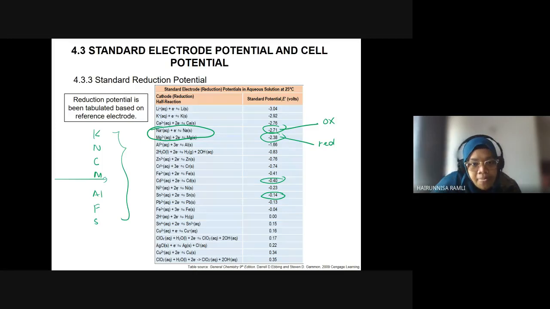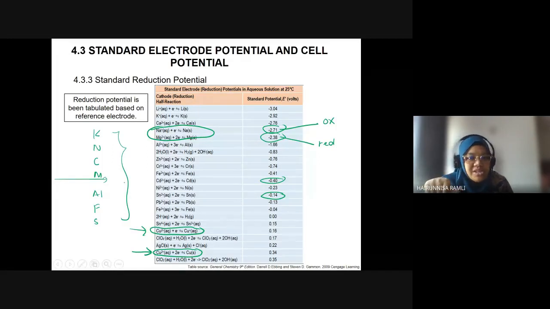Kalau ni even saya boleh tunjuk kat sini. Nampak tak? Even Cu2 plus kepada Cu plus ada, Cu2 plus kepada Cu pun ada. Kita common kita adalah Cu2 plus kepada Cu, tapi kita ada juga case Cu2 plus kepada Cu plus. So that's why table ni biasanya very details. Sebab tu saya boleh cakap tak semua buku ada details macam tu. So sometimes you need to refer to a few books kalau you betul-betul nak tengok standard reduction potential yang lain-lain.